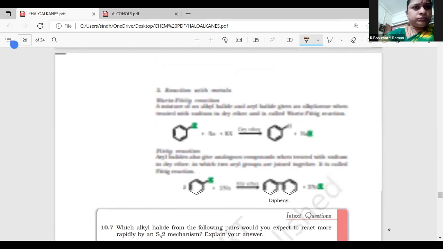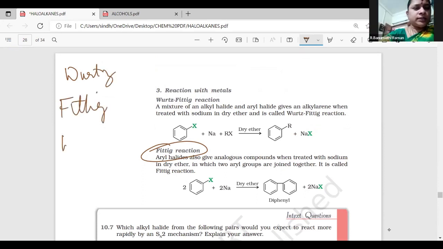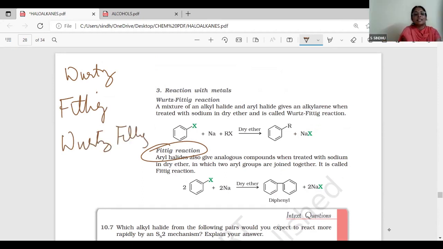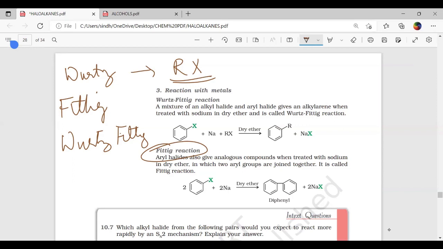And Wurtz. It's clear now, teachers. So we have three types there: Wurtz, then we have Fittig, and we have Wurtz-Fittig. So the reactions are similar. Sodium and ether reacting with halides. So what is the difference? Wurtz is only for open chain haloalkanes, right? Yeah, haloalkanes.